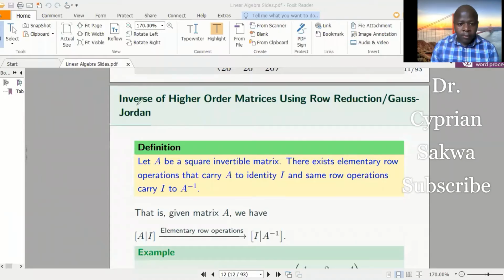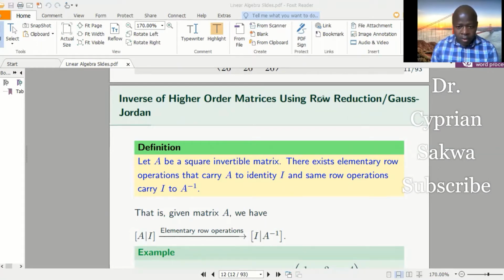Welcome to my channel, and today I'll teach you how to find the inverse of higher order matrices using row reduction, or I can say using the Gauss Jordan method. So that's the method I will use today. In the last video we looked at how to get the inverse of higher order matrices by using the method of adjoint.